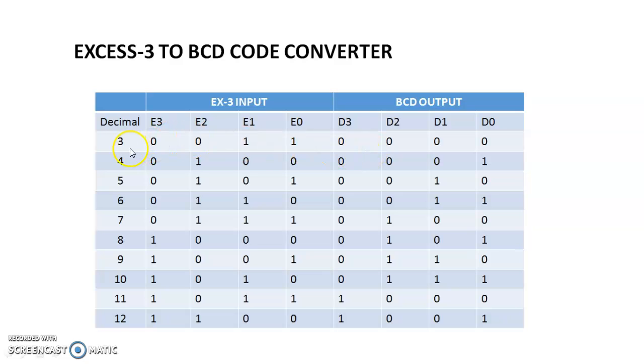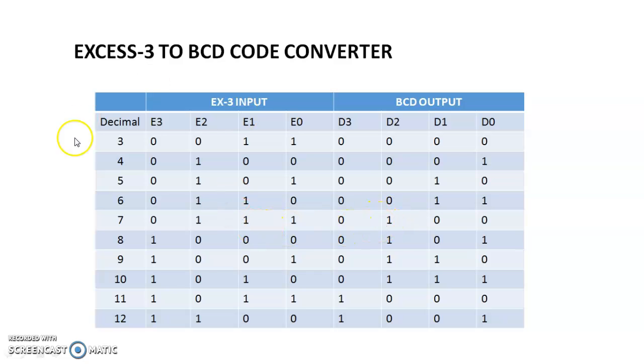See, because for XS3 numbers, 0 plus 3, you will get the answer 3. So XS3 numbers start from 3. So this E3, E2, E1, E0 are the XS3 inputs, and when you convert it into BCD, you have to subtract 3 from this number. Okay, then you will get the BCD equivalent. So again 4 minus 3, the answer is 1. So that's why here the D3, D2, D1, D0 BCD outputs are 0001.